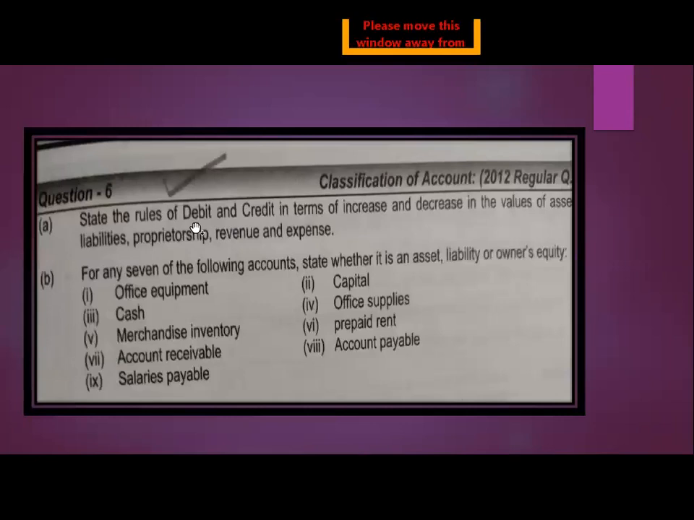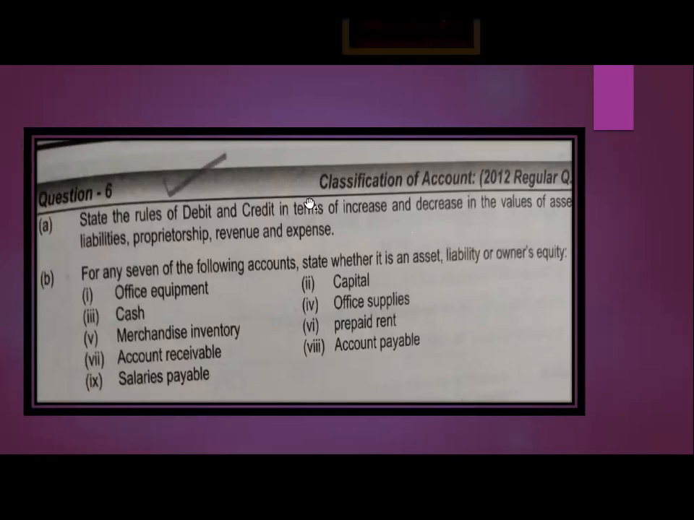Then we have question number 6, classification of account. This is your 2012 regular. I am requesting you all that you have to solve all these questions in your registers of accounting. Those questions which I am discussing today, you have to do all these questions in your registers.